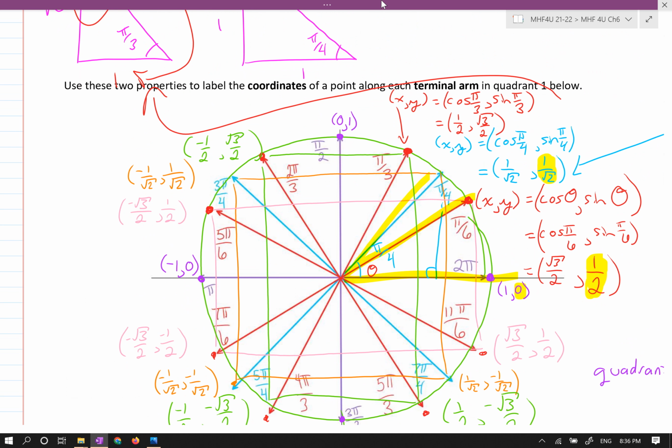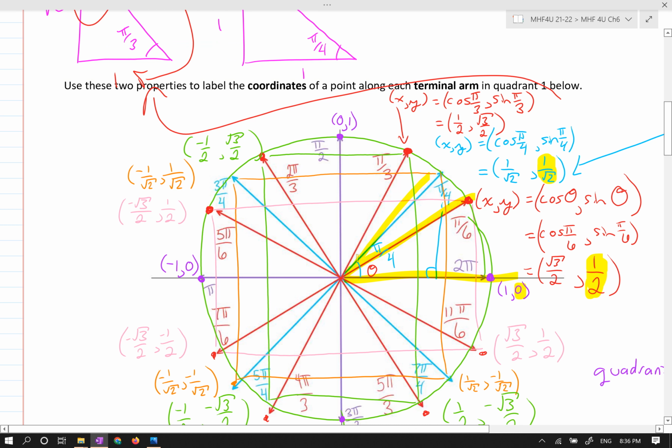And then, okay, I'm working up here. My next theta is pi over 3, and my next y coordinate is the square root of 3 over 2. So I can throw that into my calculator as well. The square root of 3 divided by 2. Nice and easy.